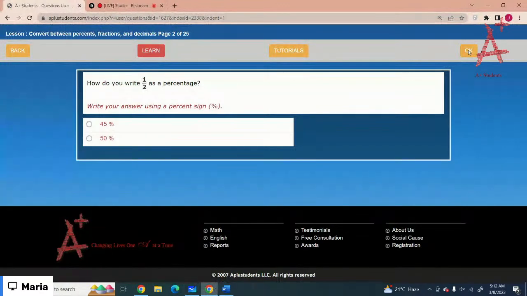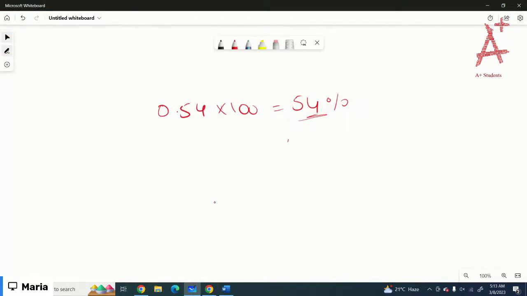How do you write 1 by 2 as a percentage? Whenever you have to convert from fractions to percentages, you simply have to multiply it by 100. Got it? It would be 100 times 1 over 2. 100 times 1 is 100 and 2 times 1 is 2. When you divide, it makes 50%. So whenever you have to convert from fractions to percentages, just multiply the fraction by 100. That is 50%. Got it?